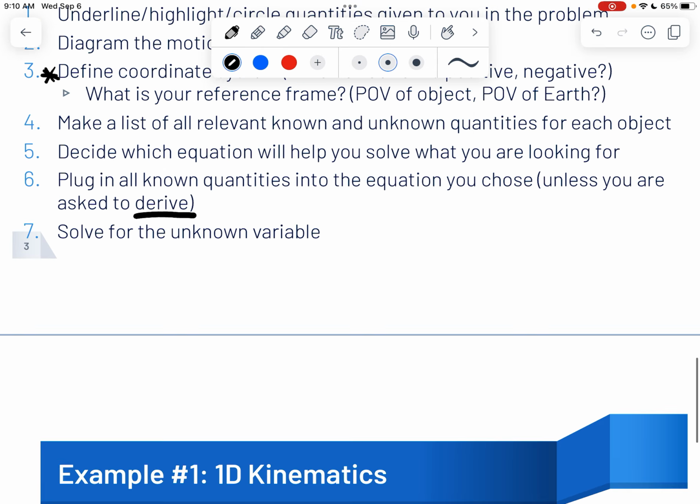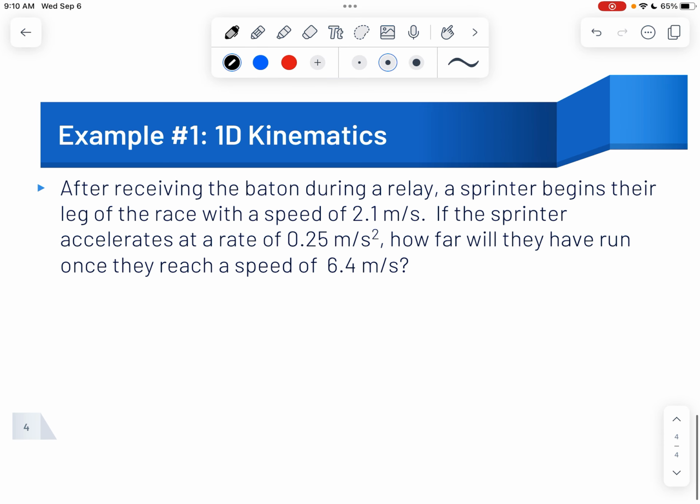So when we think about a quick example here, we've got a sprinter doing a relay. They grab the baton and begin their motion with the baton at a speed of 2.1 meters per second. Our sprinter accelerates at a rate of 0.25 meters per second squared. We want to know how far they go once they reach the speed of 6.4 meters per second.